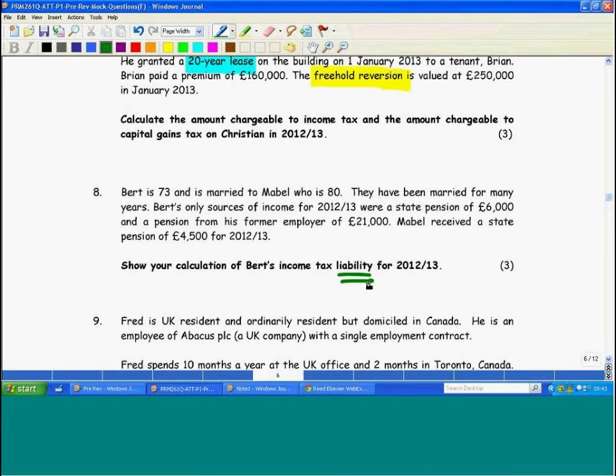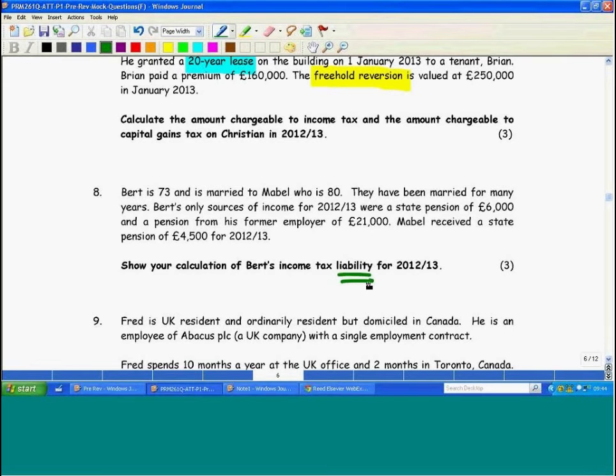If they wanted you to deduct tax deducted at source, they would ask you for the tax due or the tax payable. So where they're specifically saying tax liability, that's where we need to stop earlier on. So we're going to run our income through the tax bands, consider any tax reducers, and then we stop where we are. Now, if I just go back to the question, now I know what I'm actually looking for. It's all about Bert, so I'm not going to be calculating anything for Mabel.